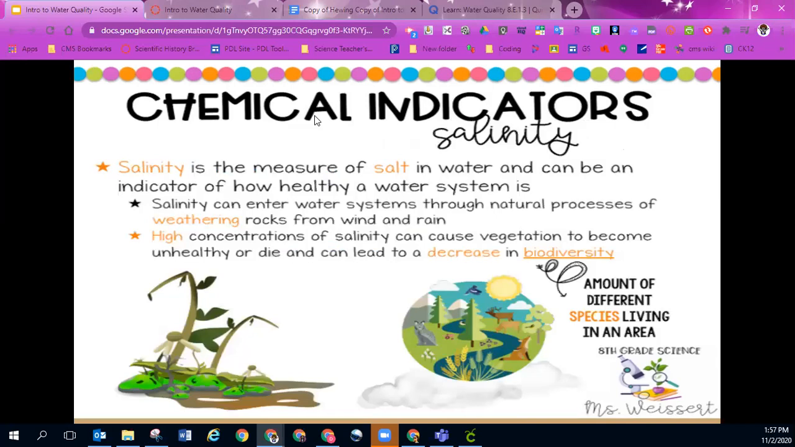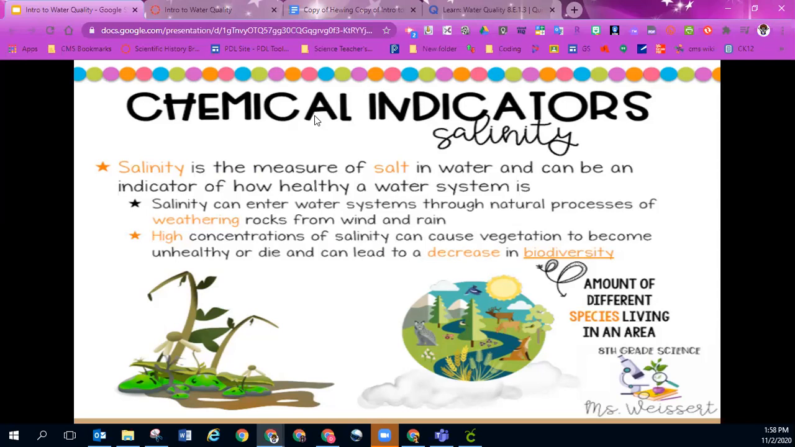We've kind of already talked about this, but this is the measure of salt that is in water. It can be an indicator of water not necessarily being healthy. We know that a whole bunch of salt should not be in freshwater systems. It'll be found in salt waters like bays and seas and gulfs and oceans, but it should not be in lakes or rivers or streams or anything like that. A lot of times salinity can enter water systems through weathering of rocks or wind or rain or any of that sort of thing, but it can be an issue as well.